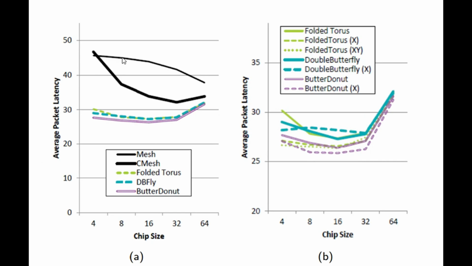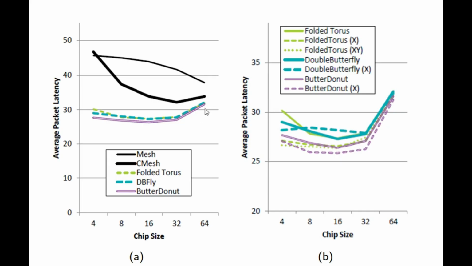And instantly we see that both the mesh and the concentrated mesh perform much worse than the more exotic topologies like the folded torus and the ButterDonut. Obviously with latency, lower is better. But what was really interesting was, in all cases, apart from the mesh topology, latency was actually worse with the monolithic 64-core design. This was very interesting and may well be why Intel decided on the mesh topology for Skylake X.